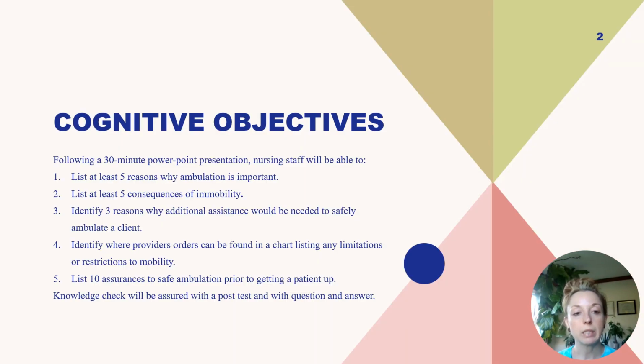Cognitive objectives. Following this PowerPoint presentation, nursing staff will be able to list at least 5 reasons why ambulation is important, list at least 5 consequences of immobility, identify 3 reasons why additional assistance would be needed to safely ambulate a client, identify where providers' orders can be found in a chart listing any limitations and/or restrictions to mobility, and list 10 assurances to safe ambulation prior to getting a patient up.